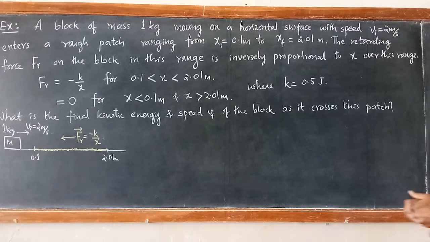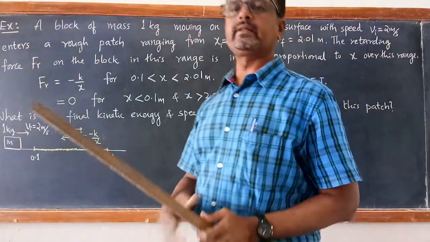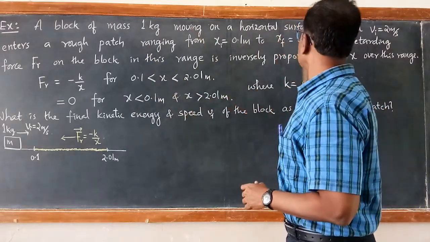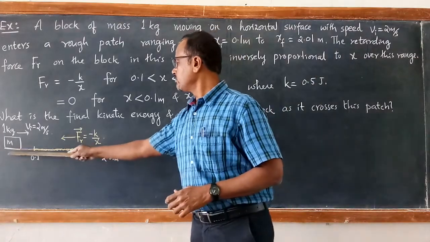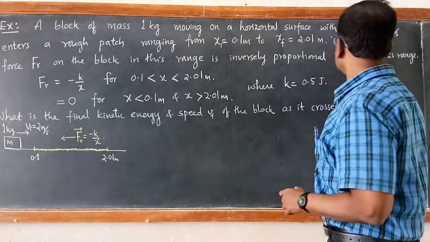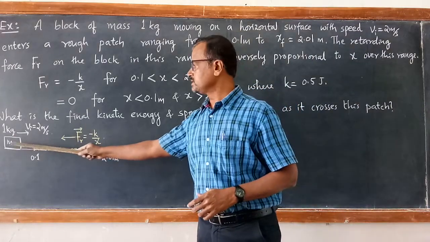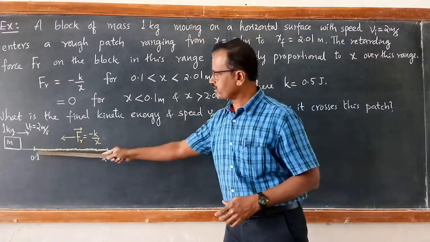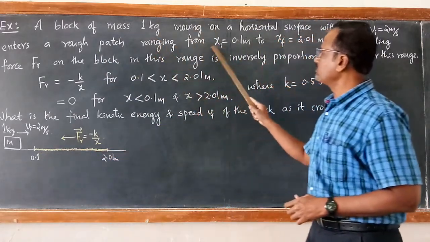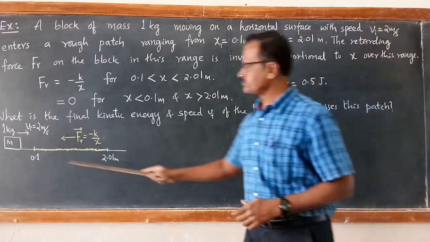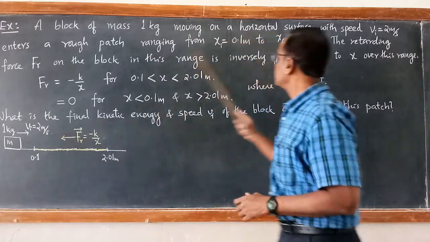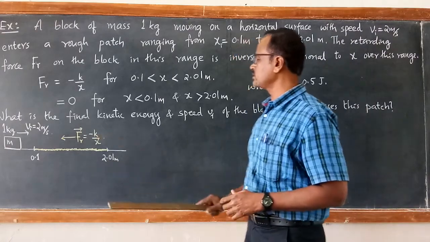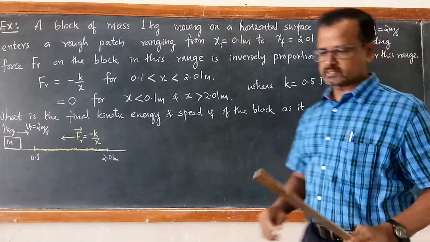Okay, let us solve one problem where we will understand the application of integration. A block of mass 1 kg is moving on a horizontal surface with speed 2 meter per second. Its initial speed is 2 meter per second. It enters a rough patch, you can see the diagram, ranging from initial position xi equal to 0.1 meter to final position xf equal to 2.101 meter. You can just mark it as xi.